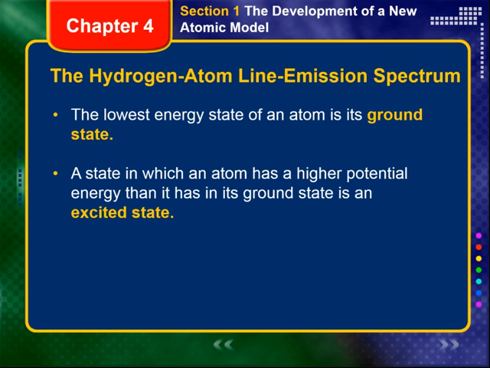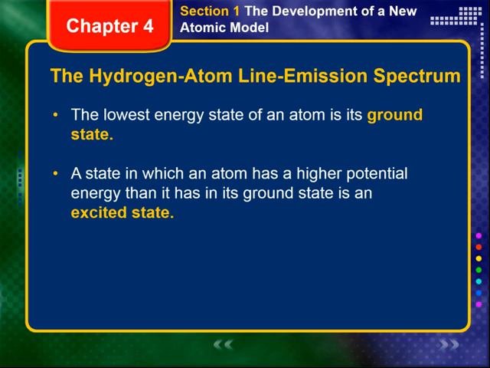Moving on to the hydrogen atom line emission spectrum. Now, when current is passed through a gas at low pressure, the potential energy of some of the gas atoms increases. The lowest energy state of an atom is its ground state. A state in which an atom has a higher potential energy than it has in its ground state is an excited state.